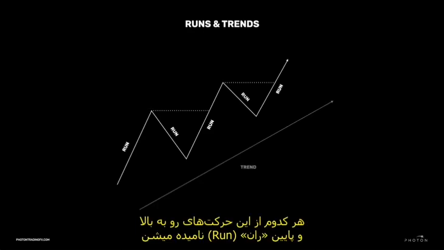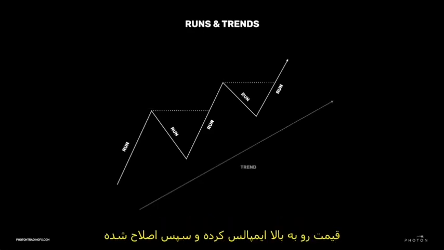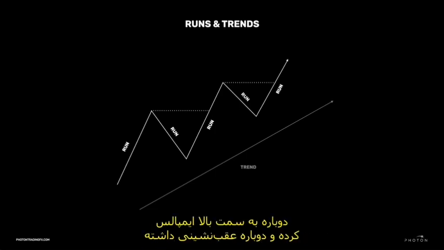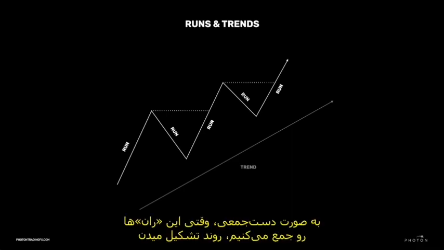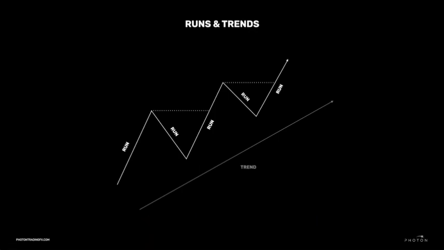Now, each of these movements up and down are called runs. So price impulses up, and then it corrects back, and then impulses up again, and then it retraces back, right? And that is the heartbeat of the market. Collectively, all of these runs together make up what we then call a trend.